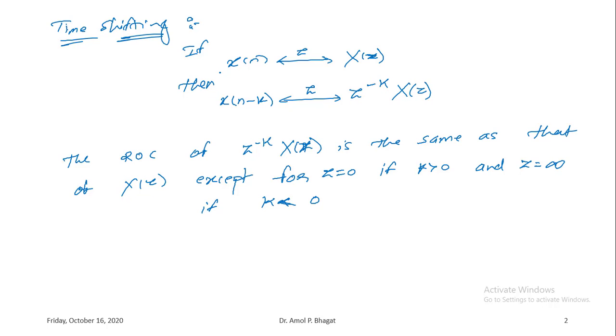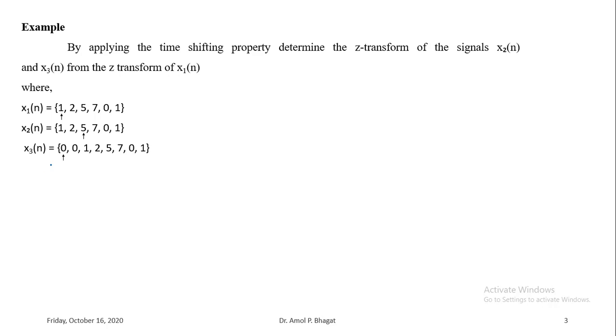If you are provided with x of n, it has the Z transform X of z, and then you can identify the Z transform of the discrete time signal shifted by k samples simply by multiplying it with z to the power minus k. So this z to the power minus k, this k is nothing but the time variable with which this x of n has been shifted. This k can be positive or it can be negative. Okay, so we'll try to solve one example on this time shifting property.